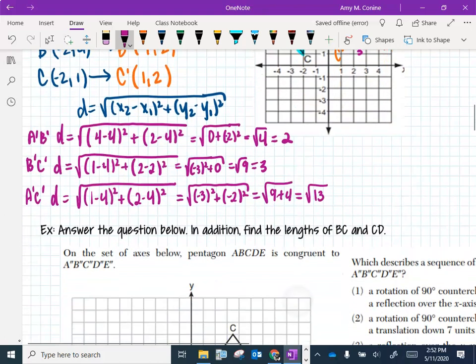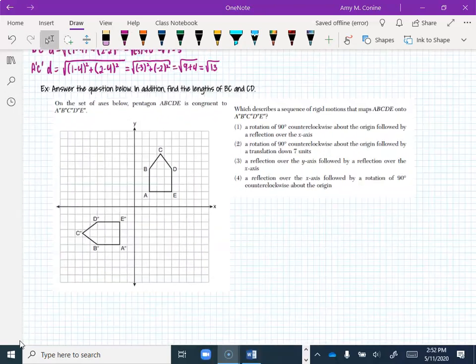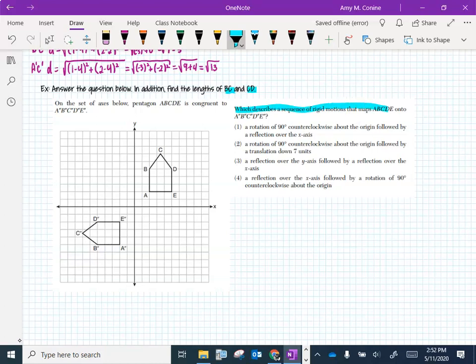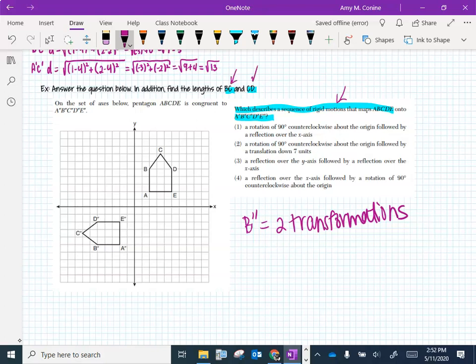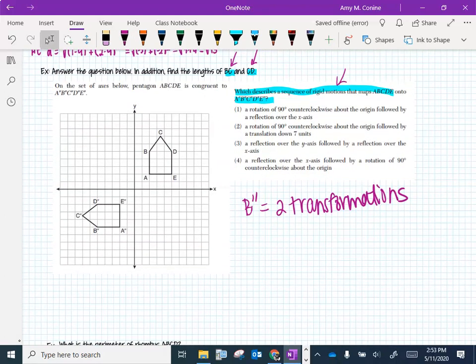All right, so now we've got some practice problems down here. I want you to try to tell me the lengths of BC and CD on your own. And I want you to answer this question. Something we didn't talk about: when you've got something that has a double prime, that means you've done two transformations. We haven't talked about that, and I'm sure in a Zoom meeting we probably will. But if you have a double prime, it just means you've done two transformations. So you need to identify what transformation, and then you need to find the lengths of BC and CD using our distance formula. Okay, so there's that question there that you're going to answer.